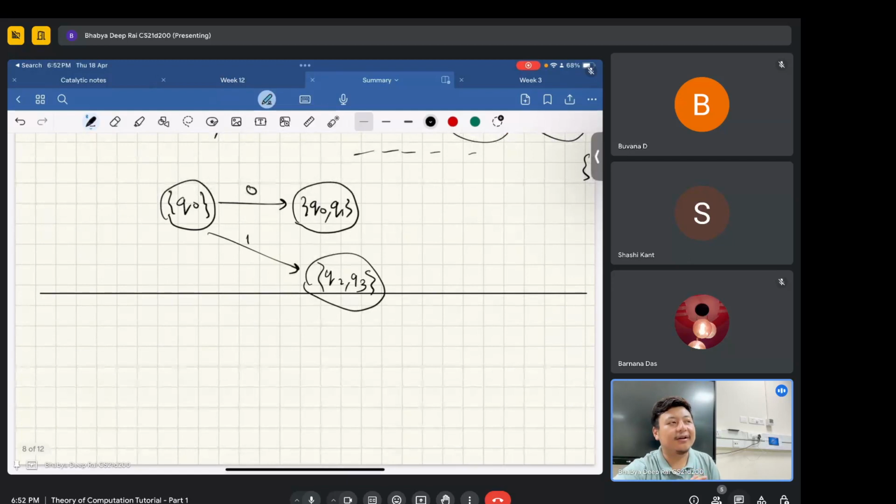Particularly, it is helpful in designing automata for languages. For example, here is an automaton for a language W such that W ends in 101. It ends with the string 101.